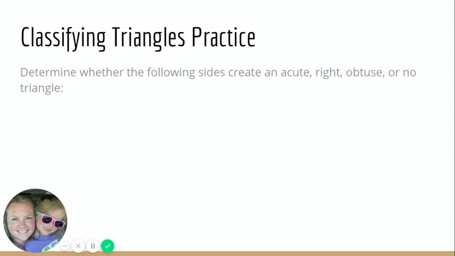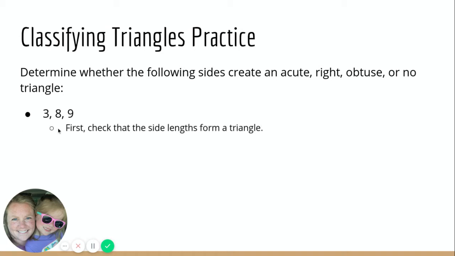So I'm going to do one with you and show you what I mean by that. Determine whether the following sides create an acute, right, obtuse, or no triangle at all. My three sides are 3, 8, and 9. So the first thing I want to do is decide if this is even a triangle. To do that, you pick the two smallest, so 3 and 8, and add them together and see if that sum is greater than the third side.